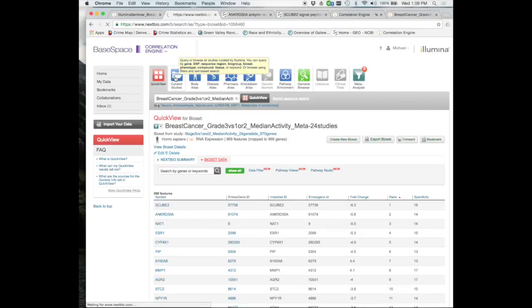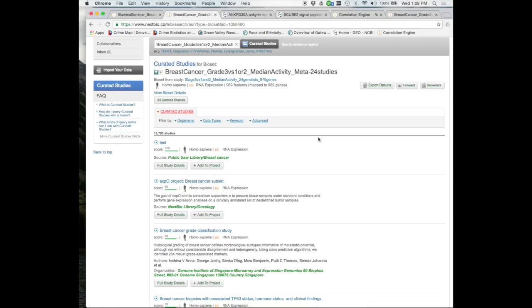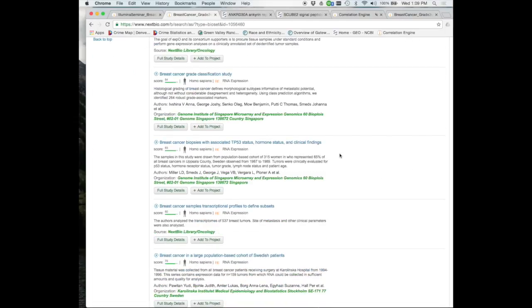So what this is going to do is take that gene list that I put in with all that fold change and correlation information, and compare my list to the lists from all the 20,000 different studies that were out there. I don't know how many lists are in there, but there's a lot. And as we do this, what we would expect, obviously, is some breast cancer grade classification study.